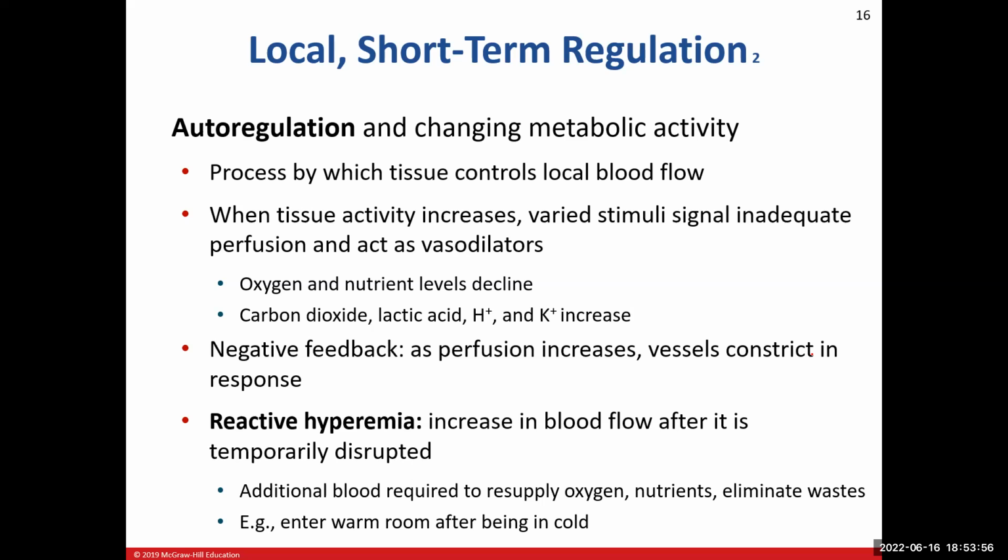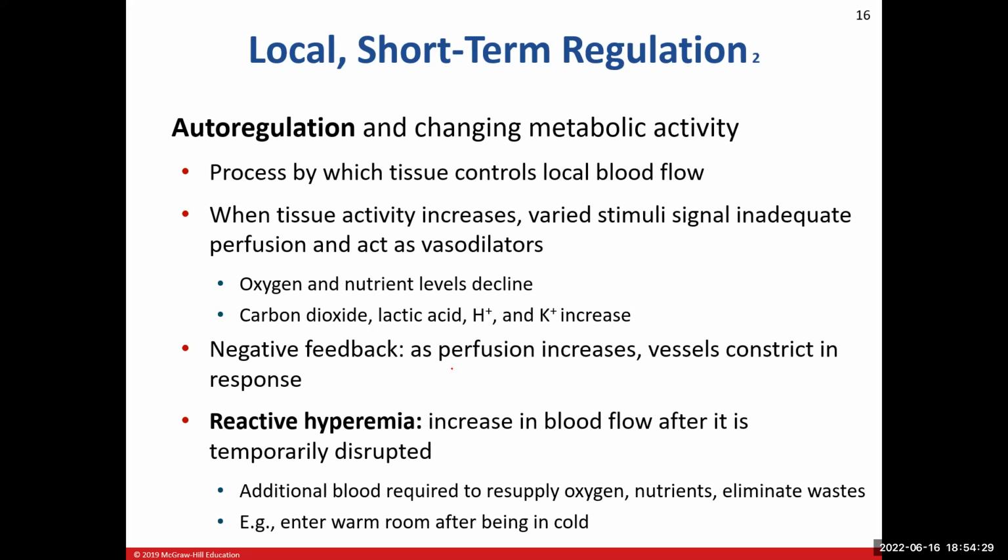So when tissues start to become more metabolically active, they are going to then cause these vasodilators to be released into the area. And so what will happen is we'll increase blood flow to the area. Or if the tissue activity decreases, the other effect will happen: they will be releasing fewer chemicals that cause vasodilation, and so that will decrease perfusion in the tissues.